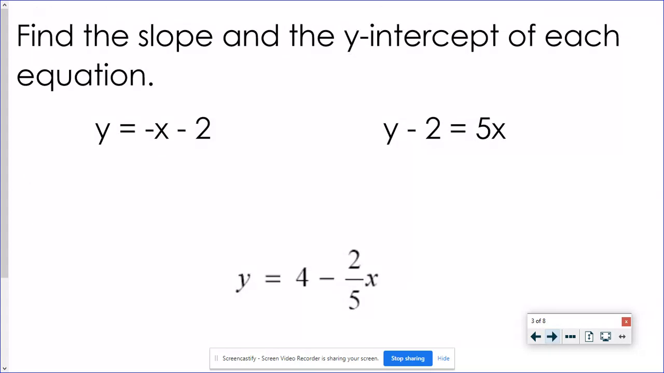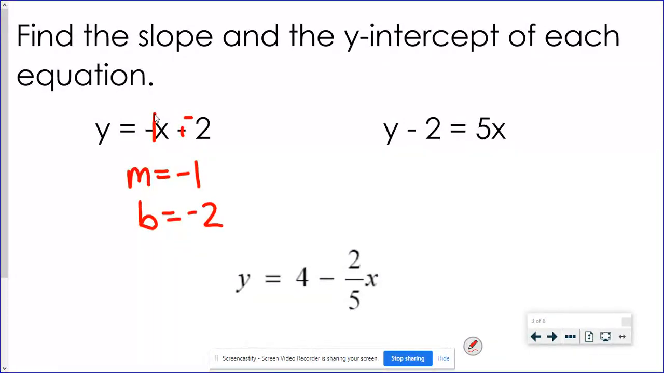So these first 3 equations, I'm not even asking you to graph these. I just want to find the m and the b. I want to find the slope and the y-intercept. The first one is pretty easy. The only trick here is that I need to know that there's really a 1 there. So my m, it's actually -1, or -1/1 if I was graphing, and my y-intercept is -2.